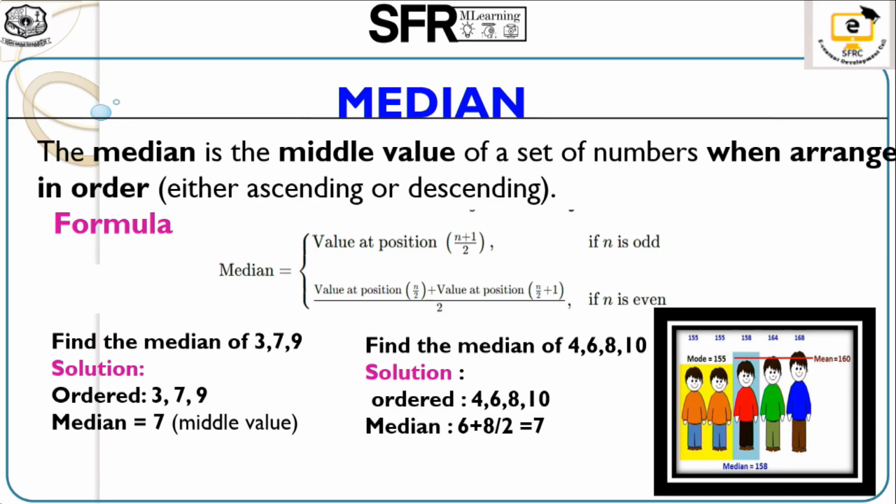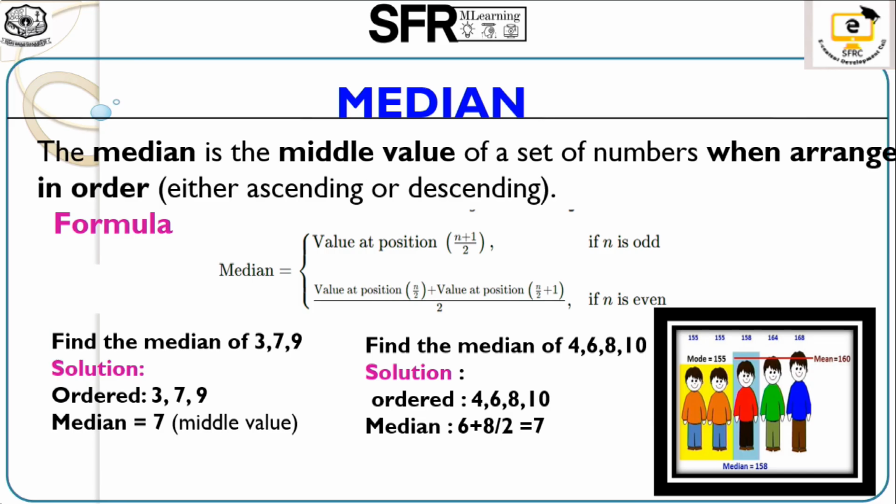Find the median of 3, 7, 9. Here the value of n equals 3, so n is odd. First you have to arrange in order. 3 is already given in order: 3, 7, 9. Our formula for n odd is (n plus 1) divided by 2. Here n is 3, therefore 3 plus 1 is 4, 4 divided by 2 is 2. What is the value at the second place? Here it is 7. So, the median is 7.